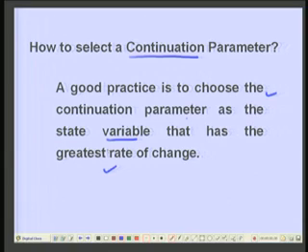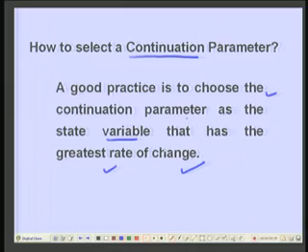In fact, what we do is that we find out the tangent vector, and in this tangent vector the element which has the highest value is chosen, corresponding to that is chosen as the continuation parameter, or that state variable which has the highest or greatest rate of change is chosen as the continuation parameter.